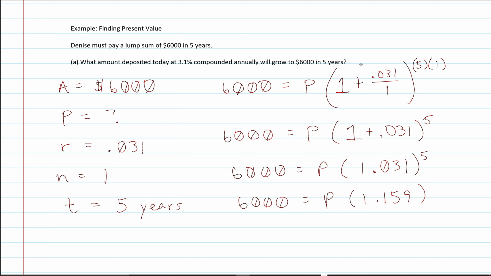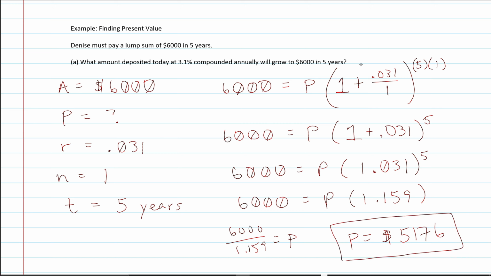All right, and now solving this algebra problem, we need to get P by itself. So what I would do is just go ahead and divide, right? Divide both sides by 1.159. So for us, P is equal to 5,176 after performing that division.